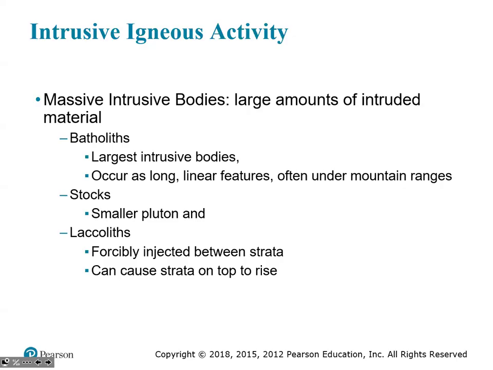Laccoliths are like sills in that they're injected between the strata, but enough magma is pumped in between the layers to cause the layers above to sort of bulge upwards and blister upwards. So laccoliths form much the same way a blister forms. A blister forms when you have fluid between layers of your skin. Laccoliths form when you have fluid magma between layers of sedimentary rock.